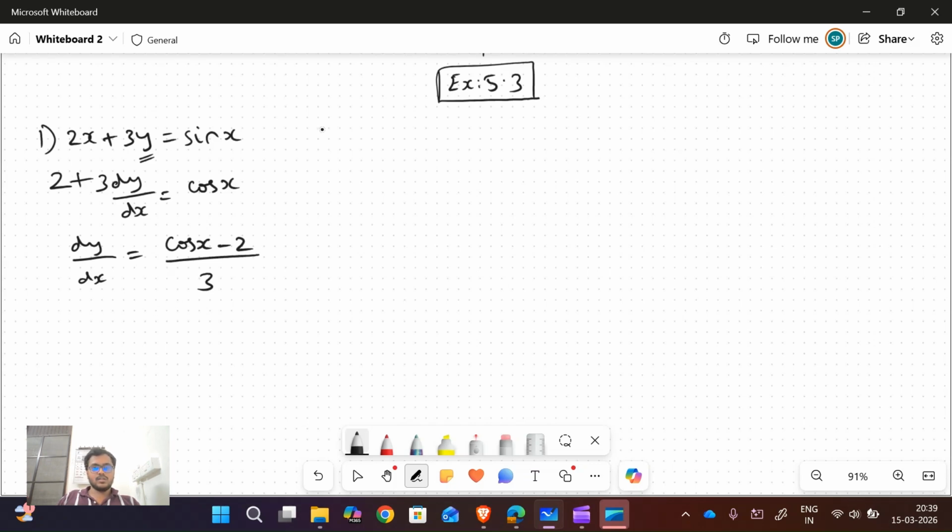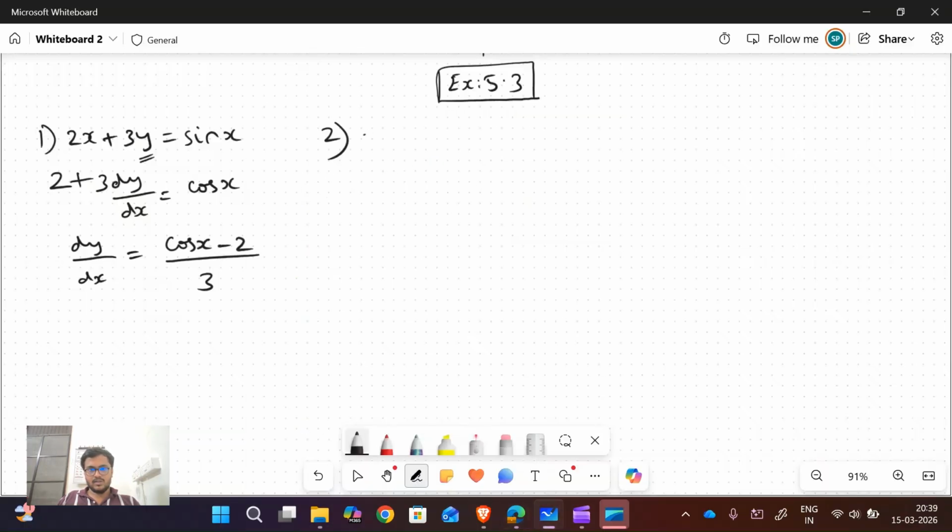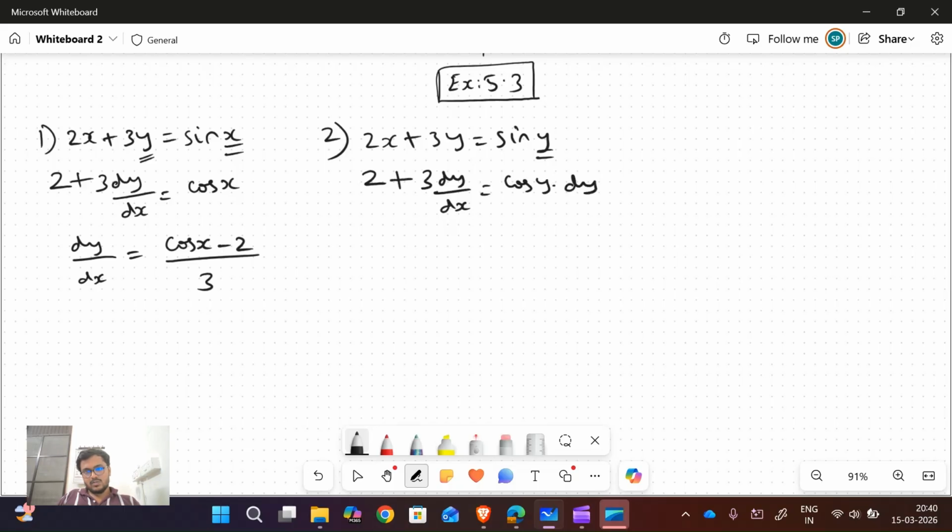Very simple only. Okay. I'll take the second question. I think this is a similar one: 2x plus 3y equal to sin y. Okay. This is just a small difference. The first question they gave x, here they've given y. Same, 2x differentiation is 2, 3 dy by dx. Sin y differentiation is cos y into dy by dx. Do not forget dy by dx.